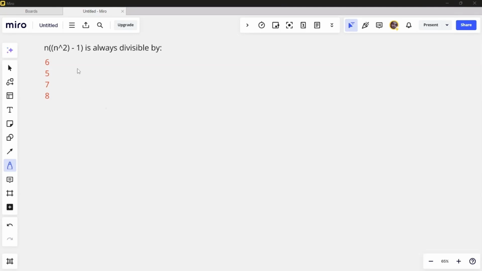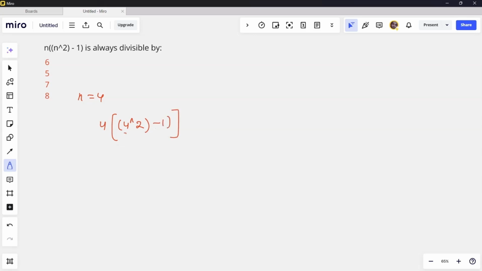So as you can see, this is our question. n times (n squared minus 1) is always divisible by 6, 5, 7, 8. So let's take a random value of n. I am taking n as 4. Now substitute this value into this expression. So 4 times (4 squared minus 1).